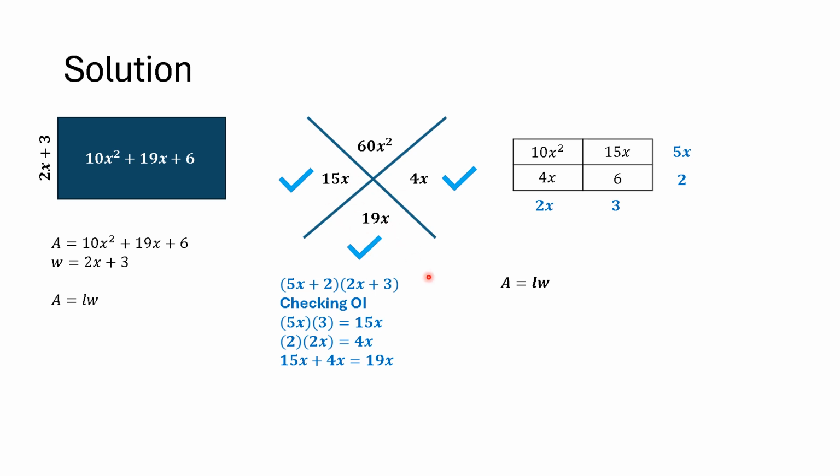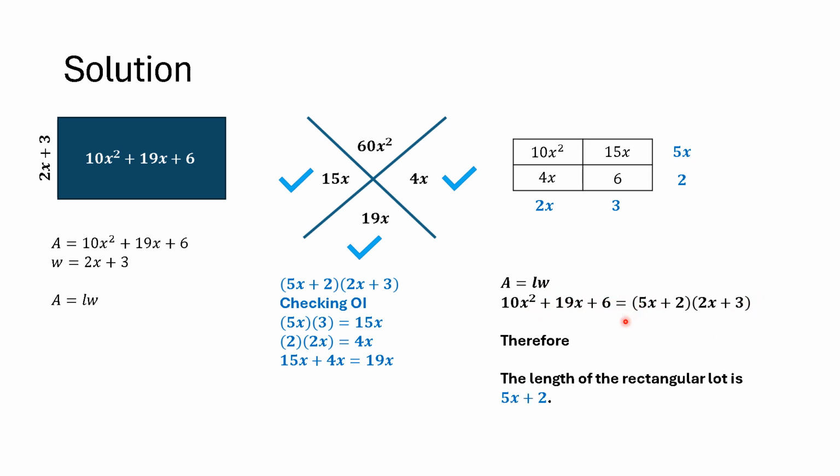Now, therefore, area is equal to length times width. We can say that 10x squared plus 19x plus 6 is equal to 5x plus 2 times 2x plus 3. Therefore, the length of the rectangular lot is 5x plus 2, since we determined already, based on the given, that the width is 2x plus 3. So the other factor is the length, which is 5x plus 2.